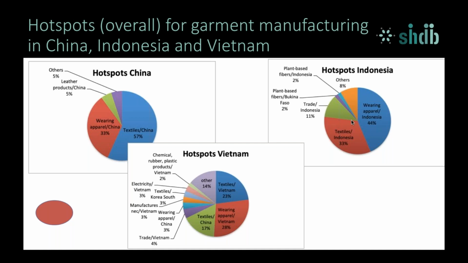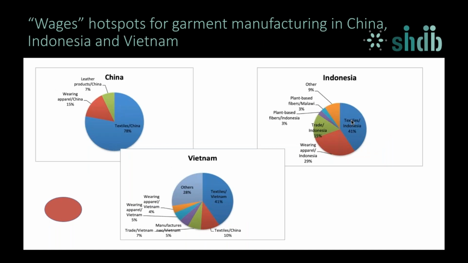In Vietnam, it's very clear that besides the hotspots related to producing textile and producing the garments itself, there's also a big hotspot related to textiles coming from China. That's because Vietnam imports a lot of textile from China. So in that sense, the social hotspot in Vietnam is partly based in China, because deeper down the supply chain, China activities are involved. That's the overall perspective on the hotspots.